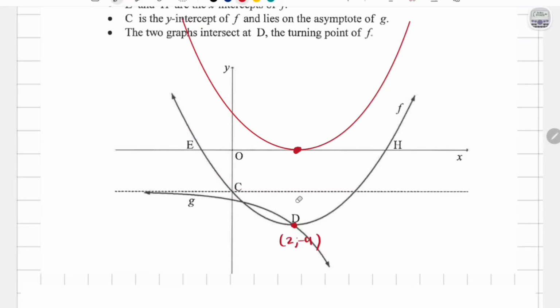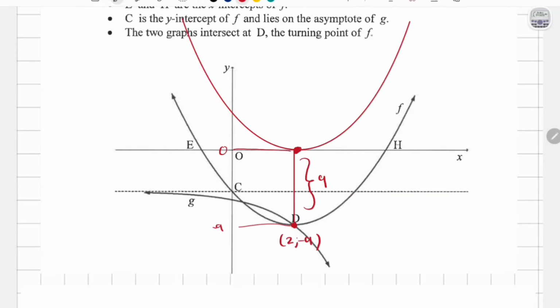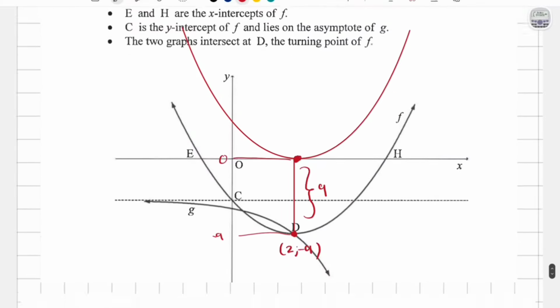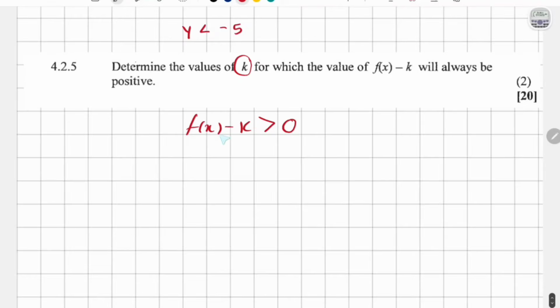So how far up did we move it? Well, we moved it up by going from this point to this point. And if you're looking at the y values, that is from -9 all the way to 0. So we moved it 9 units up. It needs to just move by 9 units up. But now we need to know how to actually say that, given what they told us. They told us that the graph that we have is f of x minus k. And we need to determine the values of k for which it's going to always be positive.